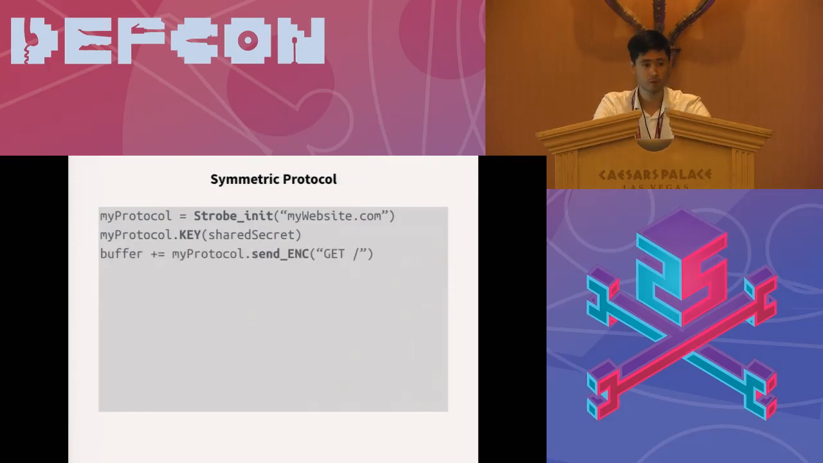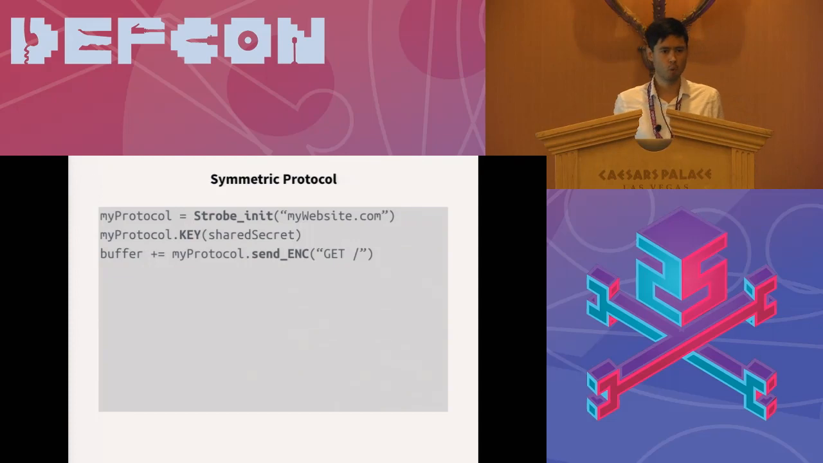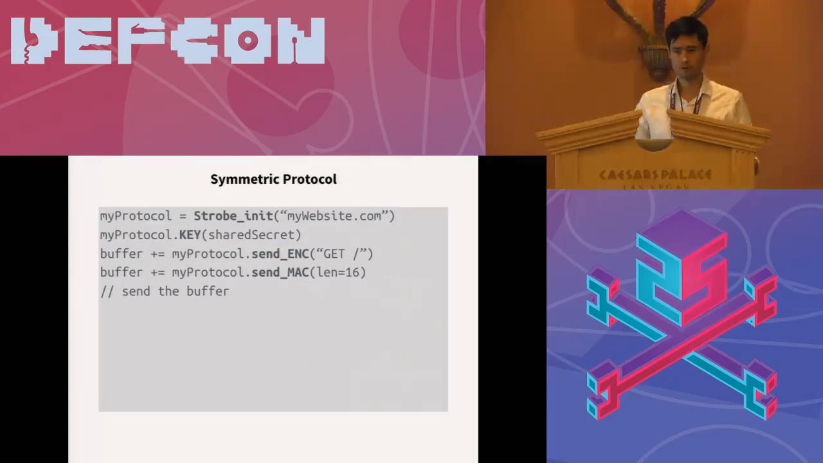If you want to encrypt a request to the server, you use the send encrypt call on STROBE on the request, get the root of the domain, for example, if it's some sort of web protocol. And you append that to the buffer. Now, before sending the buffer, you also want to authenticate your encryption, right? So you use the send MAC call on STROBE with a length of 16 bytes. That's usually enough for an authentication tag. You append that to your buffer. You send it, right? Pretty straightforward.